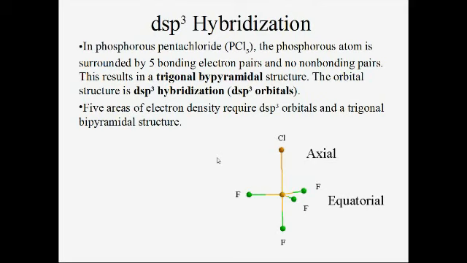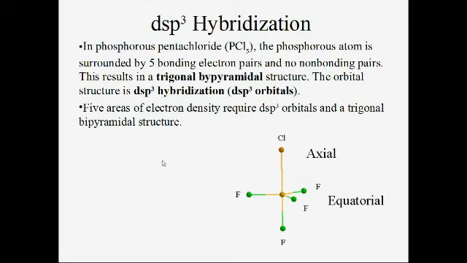Those were for the octet-obeying structures. Now to exceed the octet, so if we're going to have 10 electrons, so 5 areas of electron density, we're going to need 5 bonding orbitals. So we're going to take our s and our 3p. That gives us our 4 orbitals that obey the octet. So to exceed the octet, we have to pull in a d orbital. So that'll give us a dsp3 hybridization.